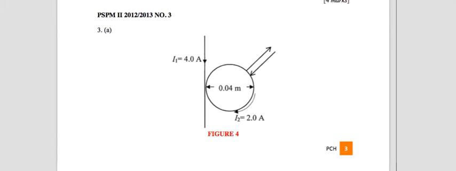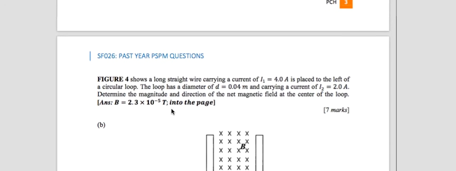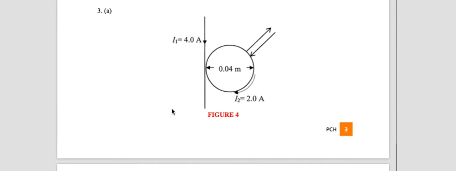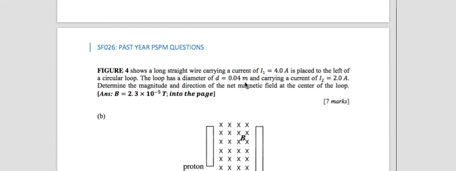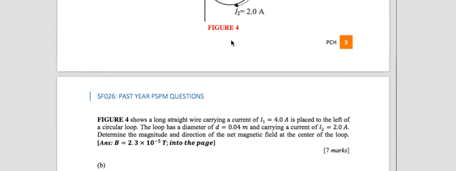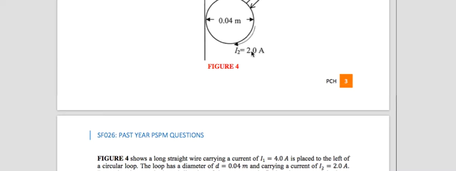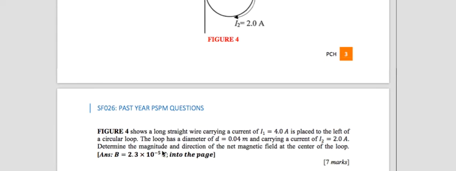The next question, number 3. This is figure 4, showing a long straight wire, right? Now this is carrying 4 ampere and is placed to the left of a circular loop. The loop has a diameter of 0.04. The current flowing in the loop here is 2.0 ampere. So calculate the magnitude and direction of the net magnetic field at the center of the loop.